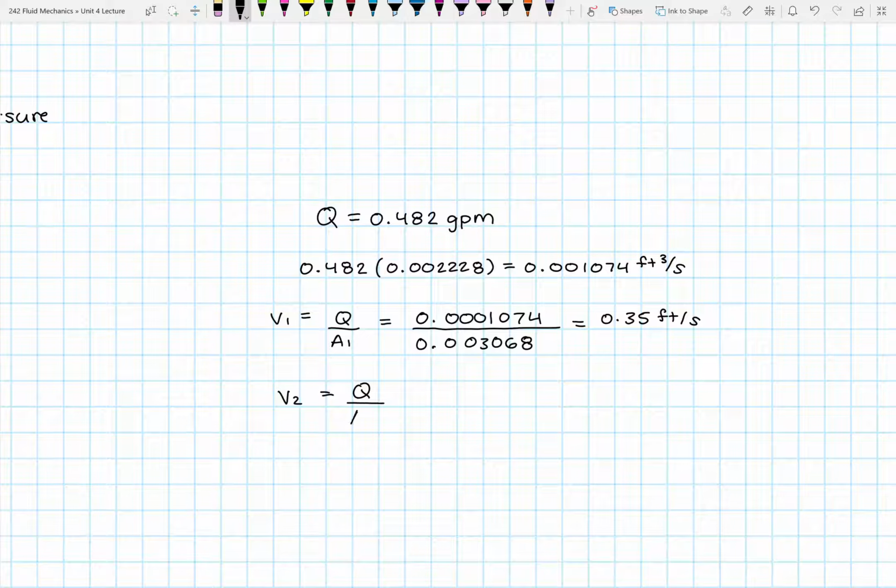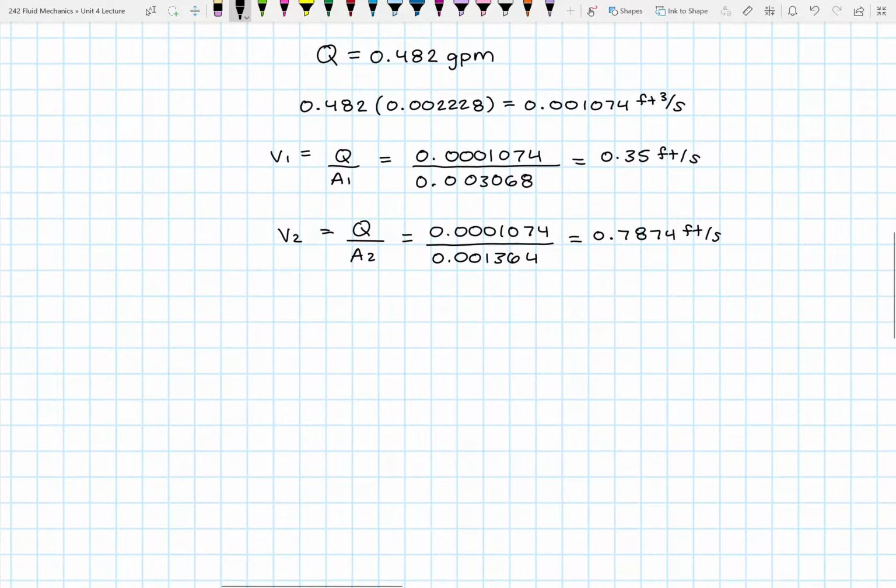And our V2, which is the velocity as the fluid exits the pipe through the faucet, is going to be 0.7874 feet per second. Alright, so a little bit faster than the velocity of the fluid throughout the majority of the pipe, but still pretty slow compared to what we were dealing with earlier.